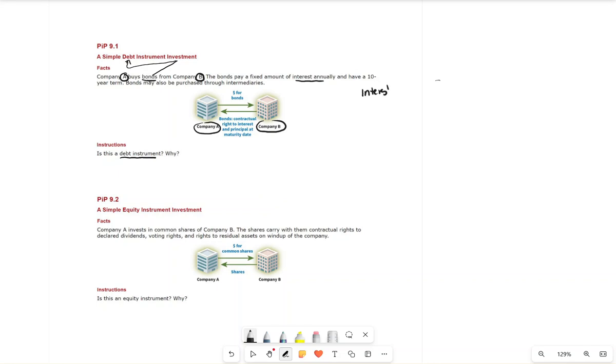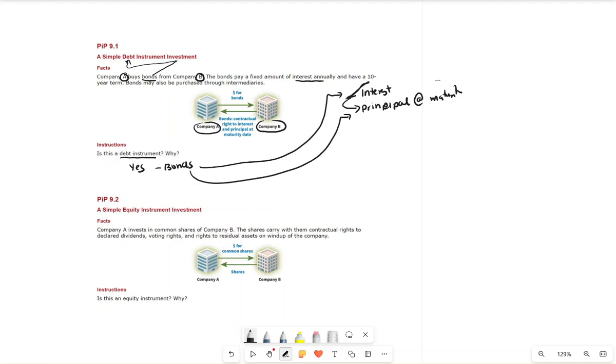If you invest into bonds, what are you going to get? You have a right to interest, and you also have a right to principal at maturity. Those are the two things that are going to happen. If the term is 10 years and it's an annual interest, you're going to get interest each year, and you're also going to get your principal back at the time of maturity. Is this a debt investment? Yes, because first, you're investing into bonds, and second, you have the right to interest and the right to principal at maturity.